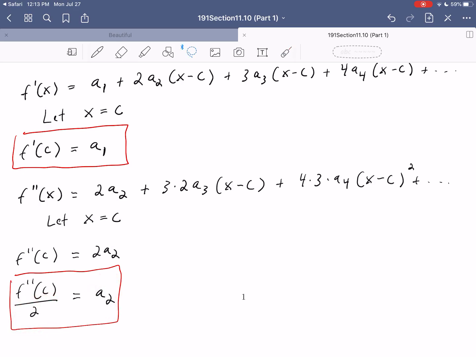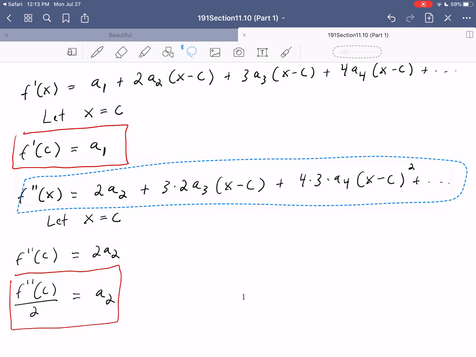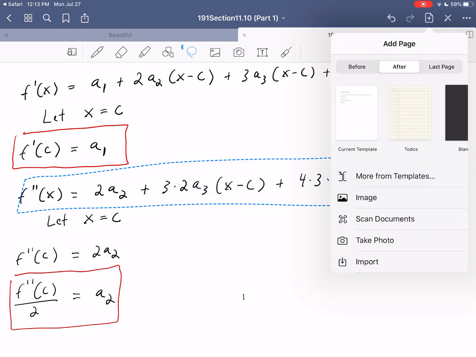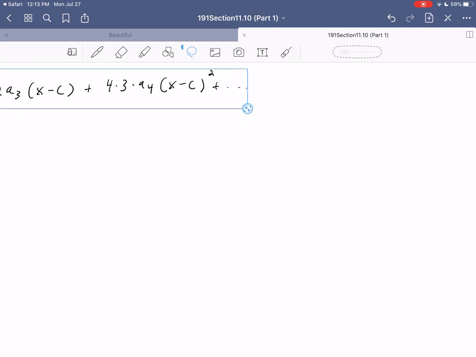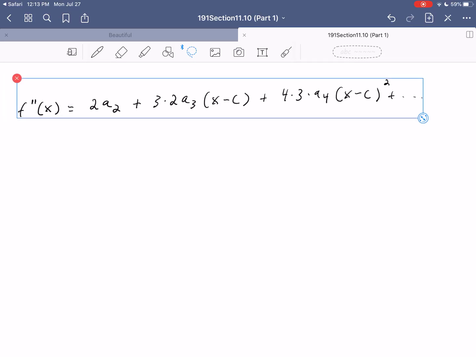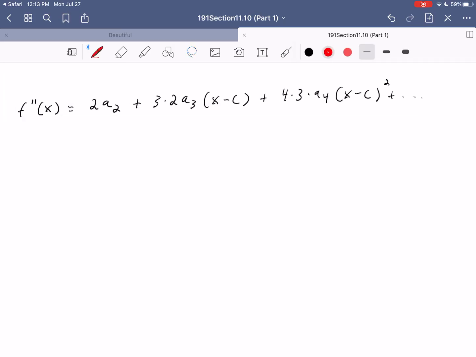Just because we have to move on to another page, let's remember that we have this so far. And we're going to need to differentiate one more time at least to see this pattern. So let's give ourselves one more page here. There we go. So far we have this right here. Let's go ahead and differentiate again.